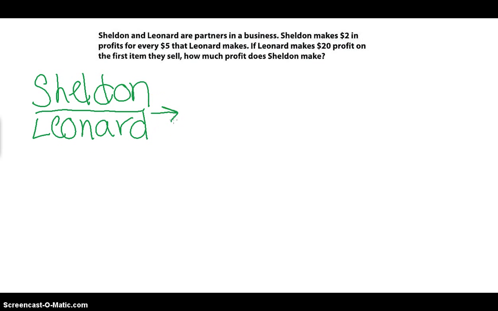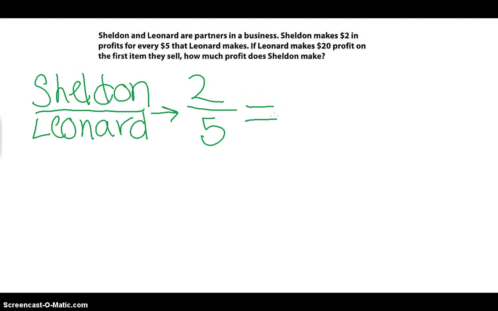So now I want to create my proportion. So let me reread parts of the problem. Sheldon makes $2 in profit for every $5 that Leonard makes. Well, they're talking about Sheldon, so I have a Sheldon number, and my Sheldon number has to go on top because I need everything to be lined up. So I'm going to put $2 on top. Then it says for every $5 that Leonard makes. Well, $5 is a Leonard number. So I am going to put my 5 on bottom.